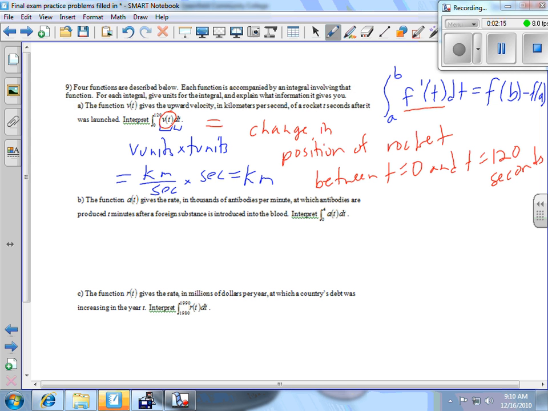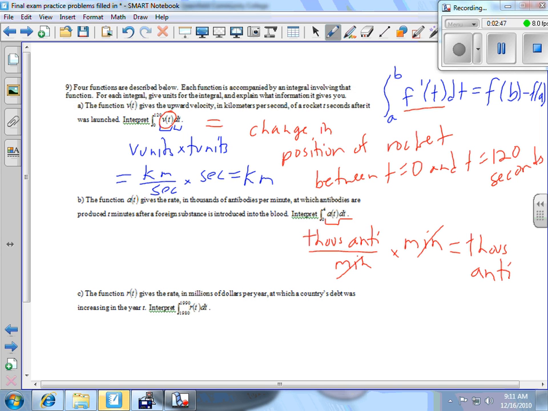Part B, the function a of t gives the rate in thousands of antibodies per minute, at which antibodies are produced t minutes after a foreign substance is introduced into the blood. Interpret this thing. Again, we'll look for the units. So the a units are in thousands of antibodies per minute, times the t units, which are minutes. Those cancel, and the units altogether are thousands of antibodies.